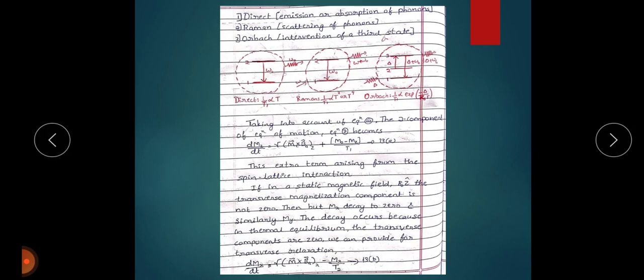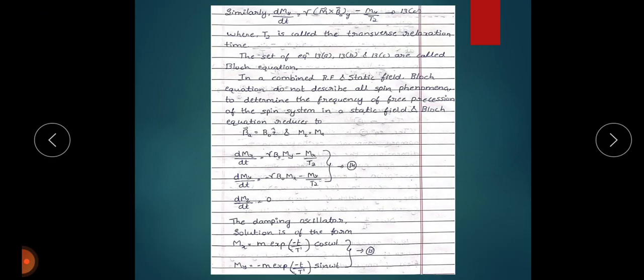Here, an additional term is mx divided by T2, taken as equation 13b, where T2 is the transverse component of the relaxation time, the transverse relaxation time. Similarly for the y coordinate, the rate of change of the magnetization along y is dMy/dt = ν (M × B) along y minus My divided by T2.